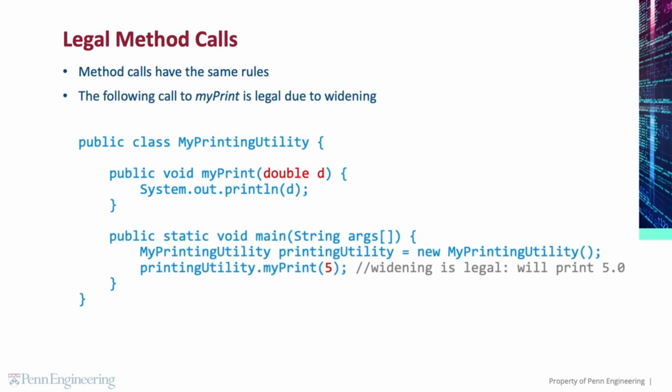In the following myPrinting utility class, we have a single myPrint method that takes a given double and prints it. The following call to myPrint is legal due to widening. We first create an instance of the myPrinting utility class in the main method. Then we call the myPrint method with 5, which is an int. Because of widening, Java will convert 5 to 5.0 and print it.